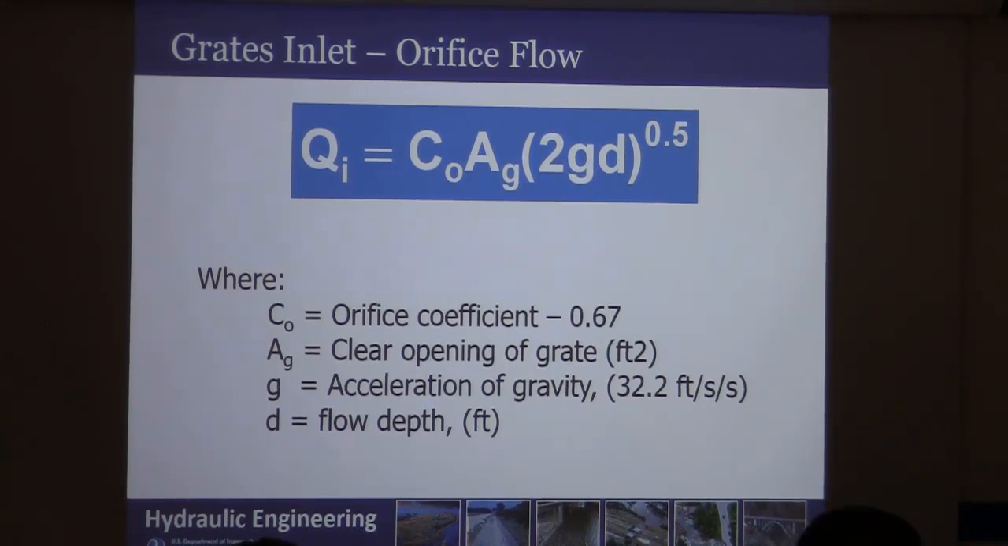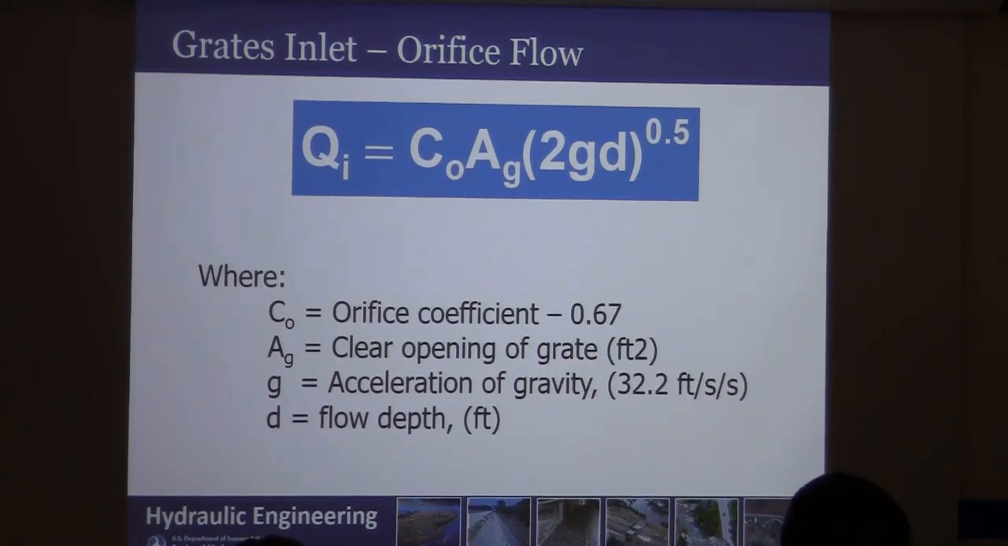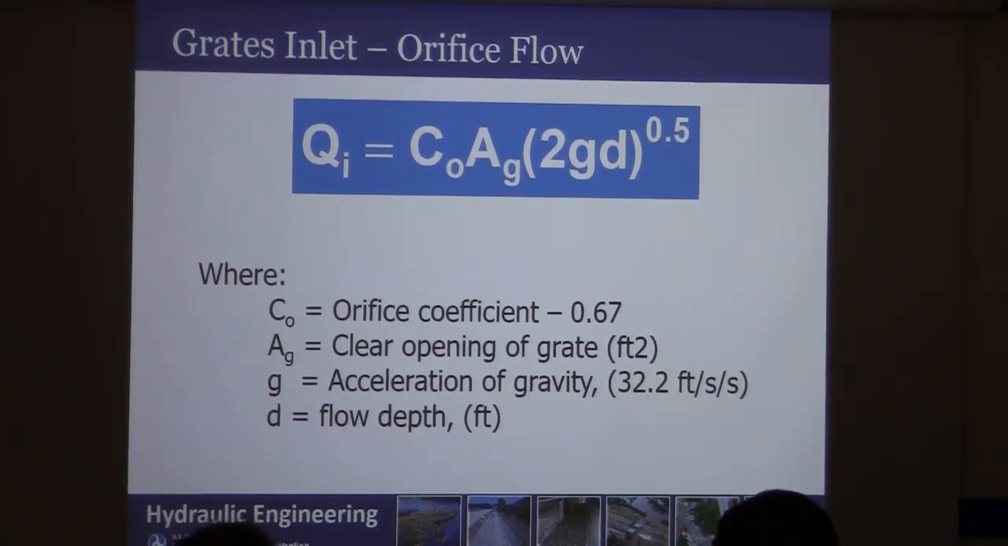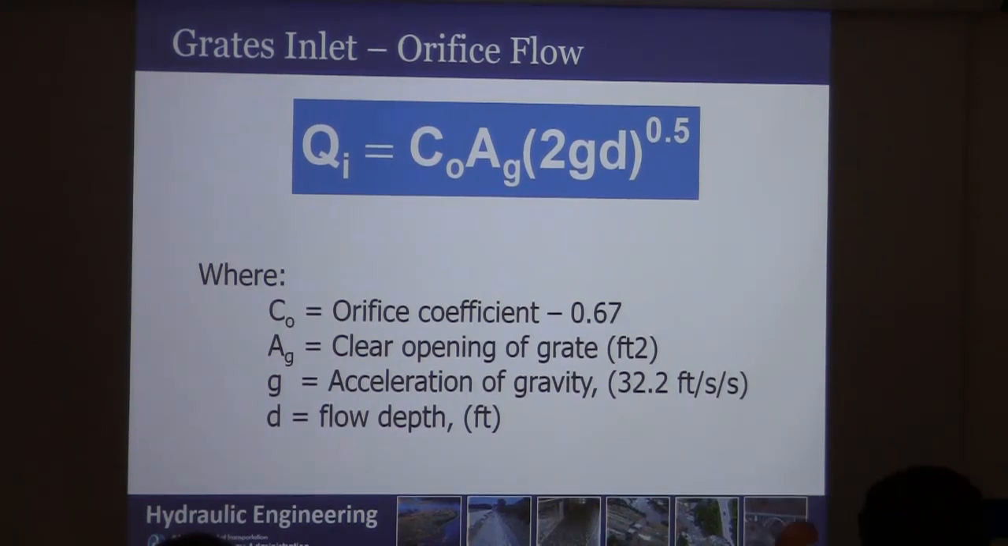And so the orifice equation is that C_o, the orifice coefficient, is equal to 0.67. And you want the clear opening of the grate. And what that means is you can't just take width times length. You have to take out the area of the bars. So you want the clear opening of the grate. And that's multiplied by 2g, acceleration of gravity, times your flow depth, and you take the square root of that.